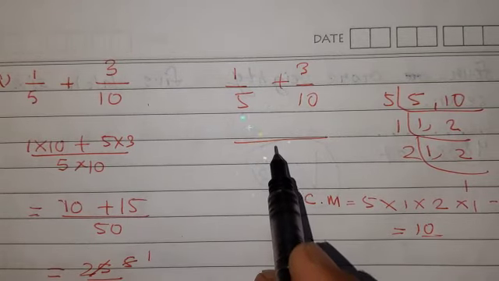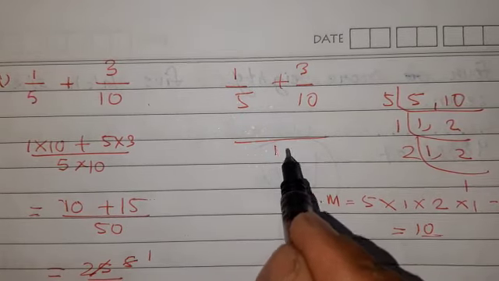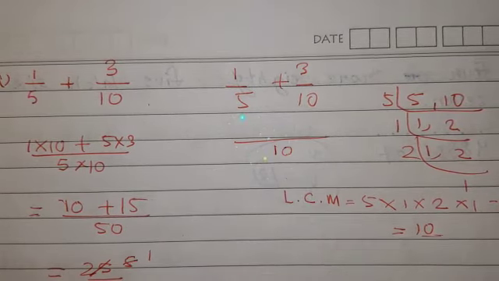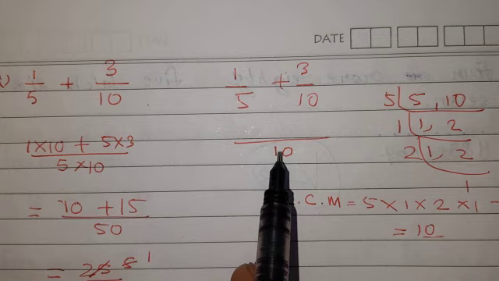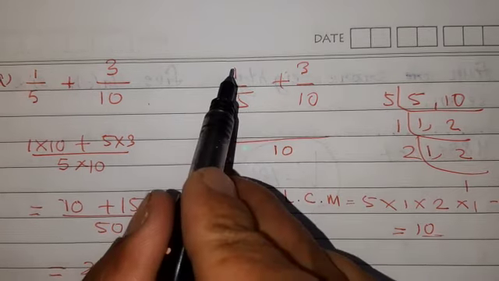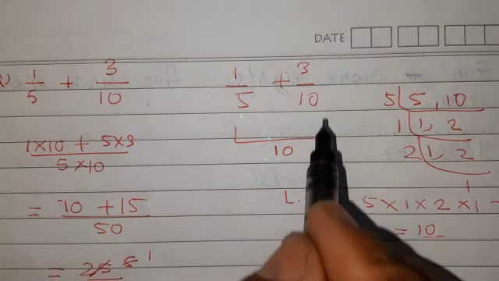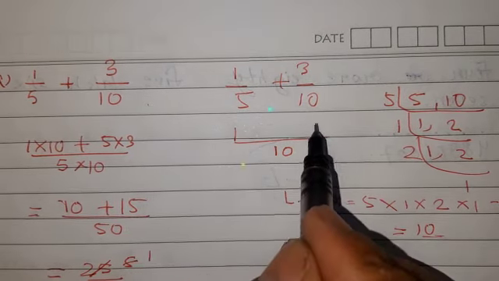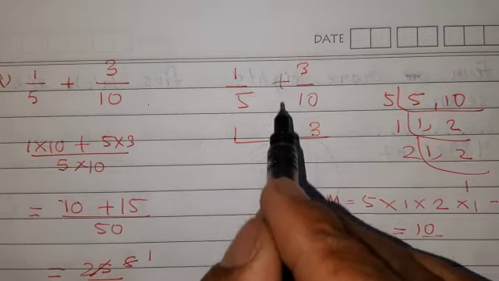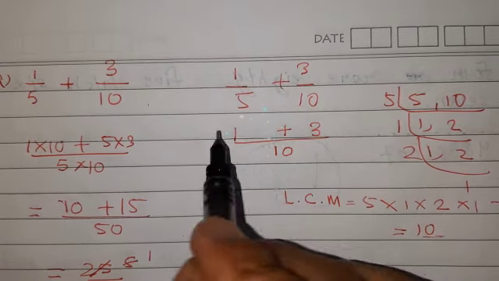We write the LCM at the denominator. Here the number looks different: here is 50, but here is only 10. So let us bring this number here. Here is 3 and here is 1, and plus is between the two numbers.